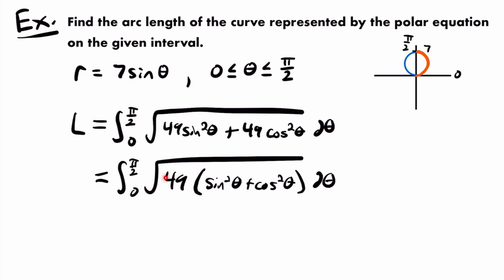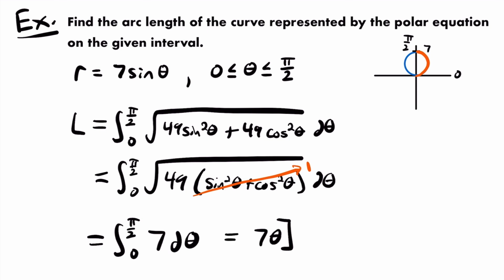So we have the square root of 49, which we know to be 7. All right, so this quantity becomes 1. 49 times 1 is 49, and the square root of 49 is 7. So this is equal to the integral from 0 to pi divided by 2 of 7 d theta. All right, and then 7 is just a constant, so the integral of that will be 7 times theta. So this is equal to 7 theta evaluated from 0 to pi divided by 2.